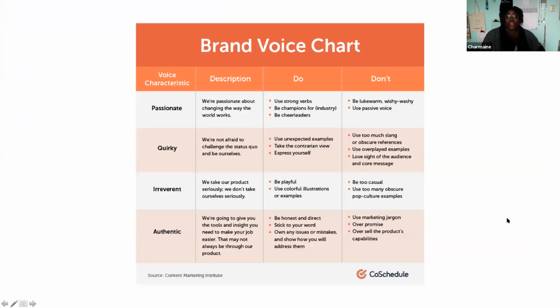So I did include an example of a brand voice chart. You don't have to create it in a chart format for your social media guidelines. You can use whatever format works best for you, but I like this because it tells you the different characteristics of the brand's voice, and then a bit of a description in case it's not clear, because you can say your brand voice is passionate, but passionate means different things to different people. So it's important to include a bit of a description to further explain what that is. And then the do's and don'ts as well, right? So something like this is really helpful.